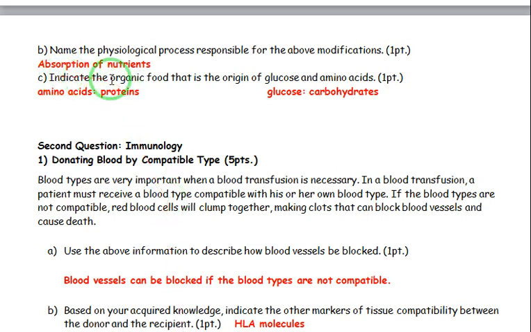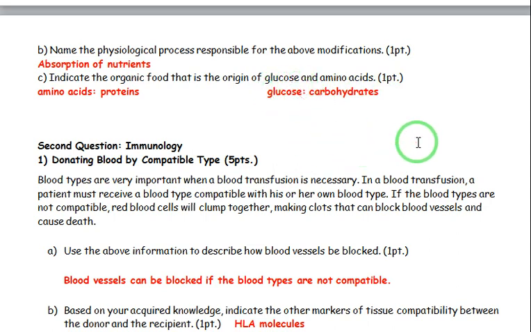Part C, we have to indicate the organic food that is the origin of glucose and amino acids. As we said before, amino acids have their origin in protein, and glucose has its origin in carbohydrates. Carbohydrates are the complex form, while glucose is the simplest form, as we know, or we can say reducing sugar.